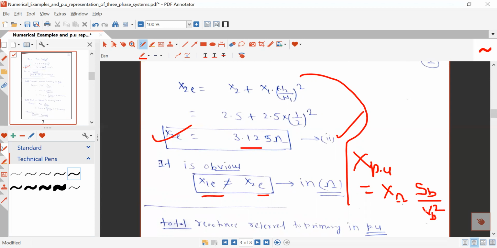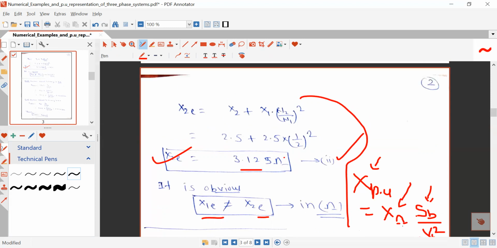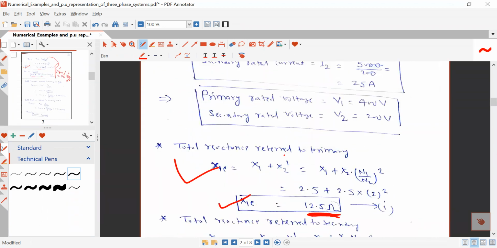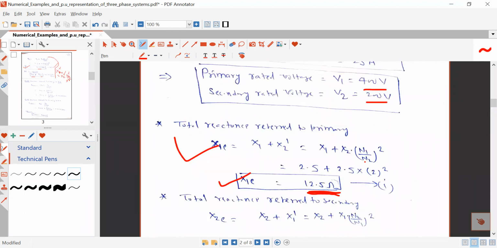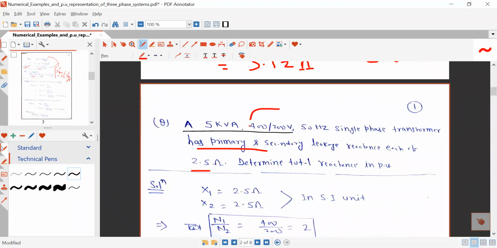Per unit value of reactance, resistance, and impedance can be calculated by this formula. The per unit value of reactance will be its actual value into SB, the base kVA or base MVA, divided by VB square. VB is base voltage. When you are doing calculation for the primary side, the base voltage will be 400 volt, and when you are doing calculation for the secondary side, base voltage will be 200 volt, because the transformer is rated as 400 by 200 volt.